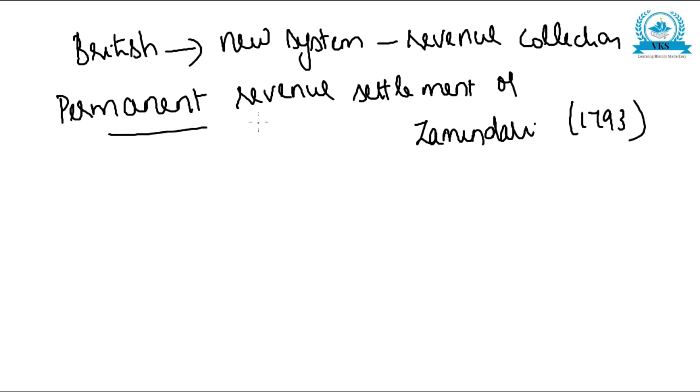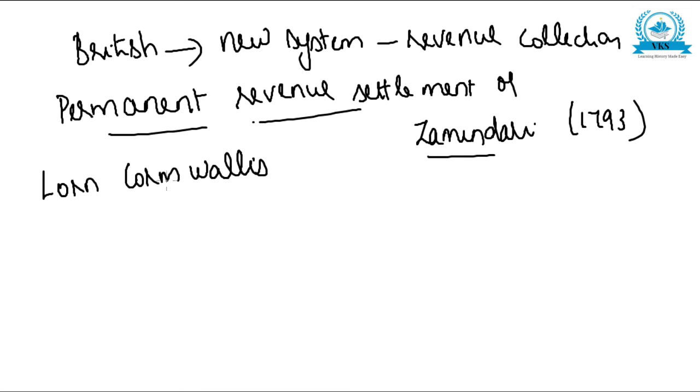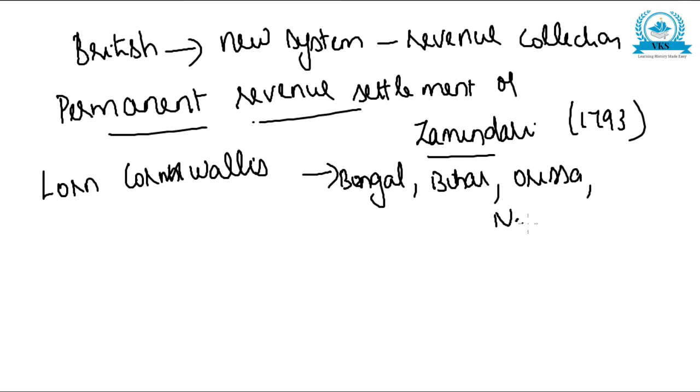1793. So what is permanent revenue settlement or Zamindari system? This system was introduced by Lord Cornwallis in 1793. He introduced this in Bengal, Bihar, Orissa and northern UP. So Lord Cornwallis introduced this revenue system in 1793 in Bengal, Bihar, Orissa and northern Uttar Pradesh.